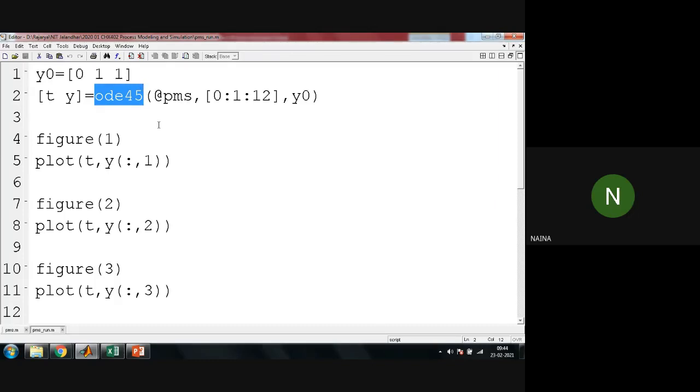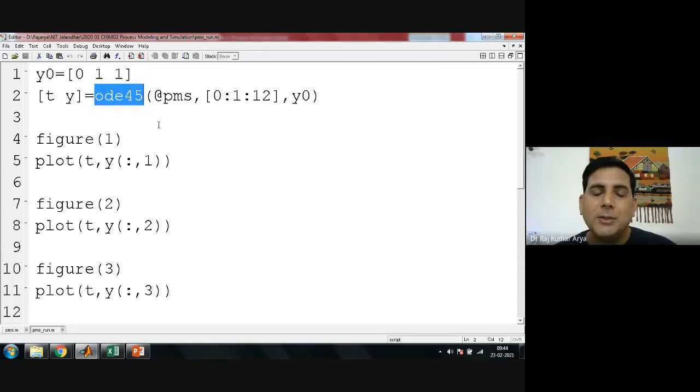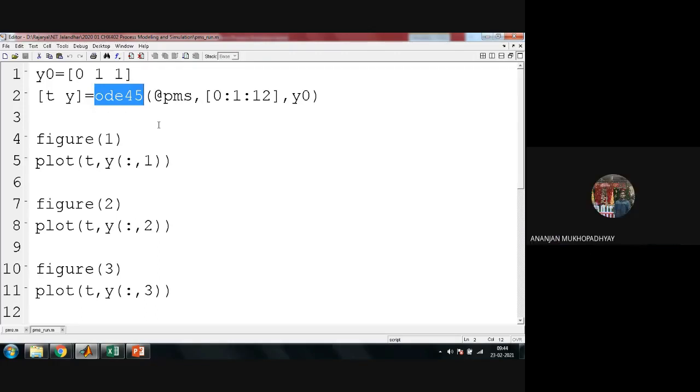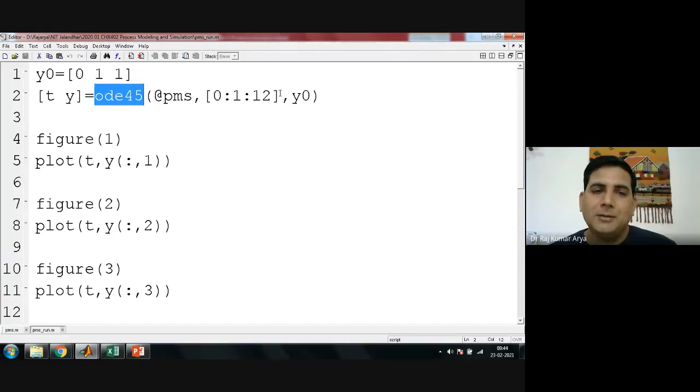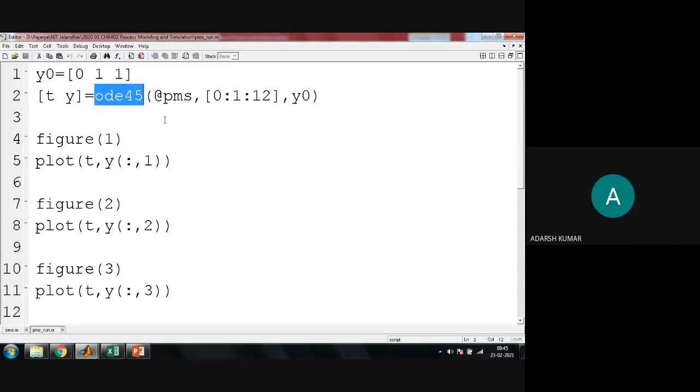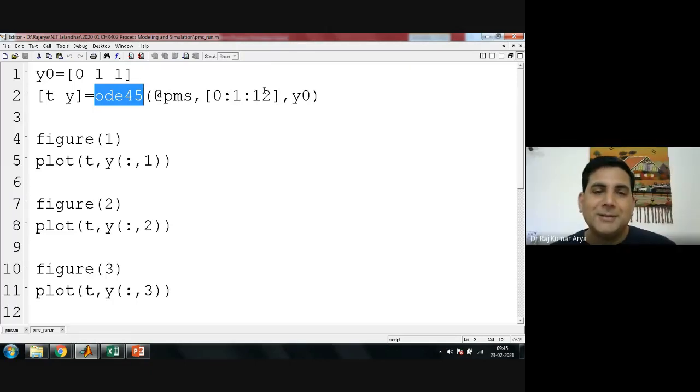Some syntaxes, and it's used to solve non-stiff differential equations with a medium order method. But which method is that? Euler method, modified Euler, or Runge's method, or Runge-Kutta fourth order? Which method is this? Sir, it is Runge-Kutta fifth order method. Fifth order? It is fourth order. Fourth order. So let's see one by one.